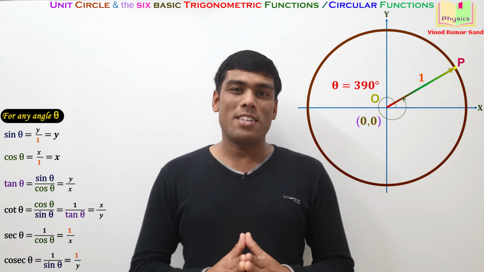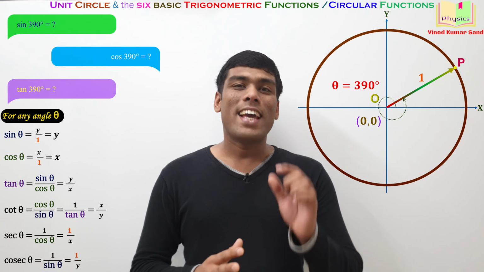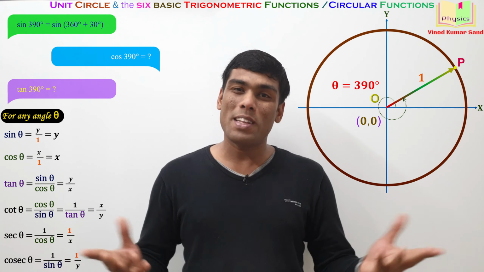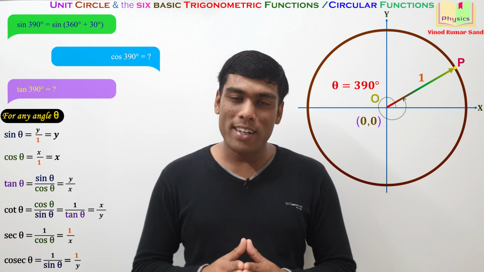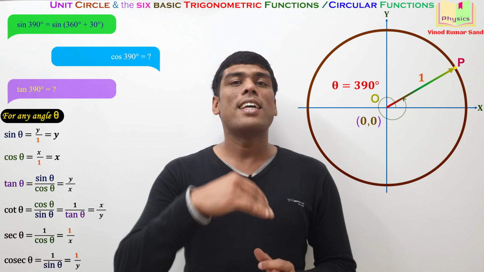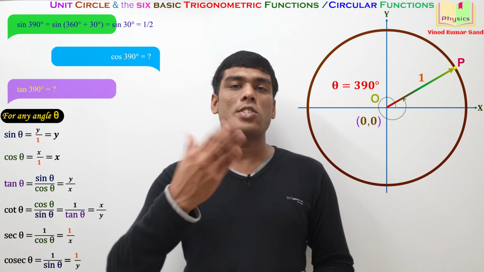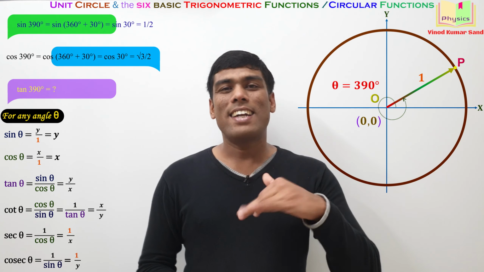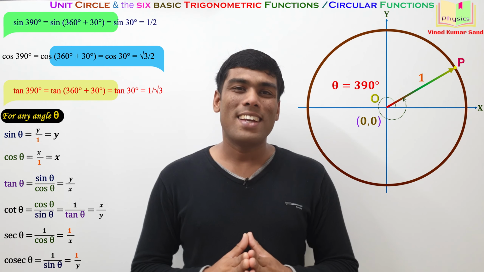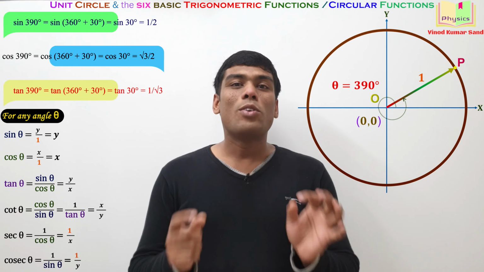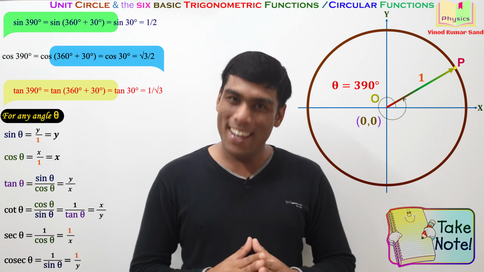Suppose someone asks us the value of sine 390 degree. How much is that? Actually it is sine of 360 degree plus 30 degree, and it is lying in the first quadrant. So sine 390 degree is technically equal to sine 30 degree. Cos 390 degree is technically equal to cos 30 degree. Tan 390 degree is equal to tan 30 degree. I hope you understand this thing. So using the unit circle, we can find the values of the trigonometric functions of any angle theta.